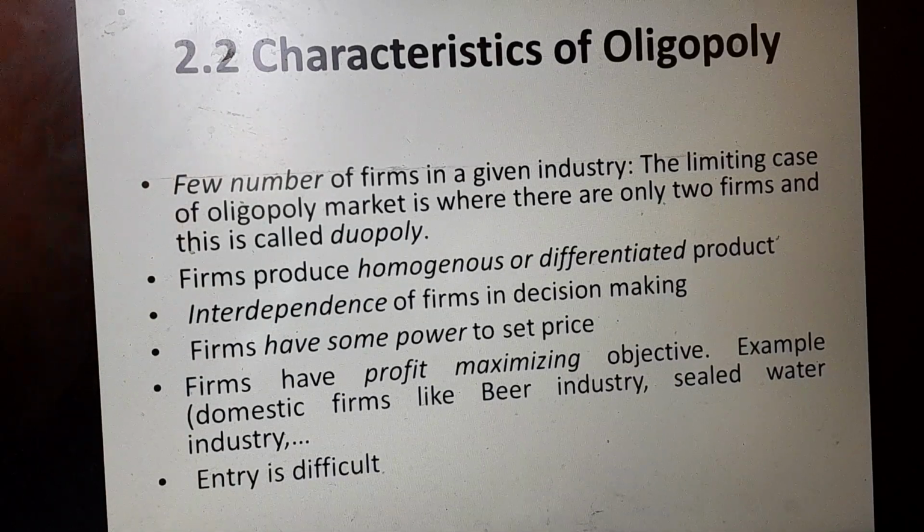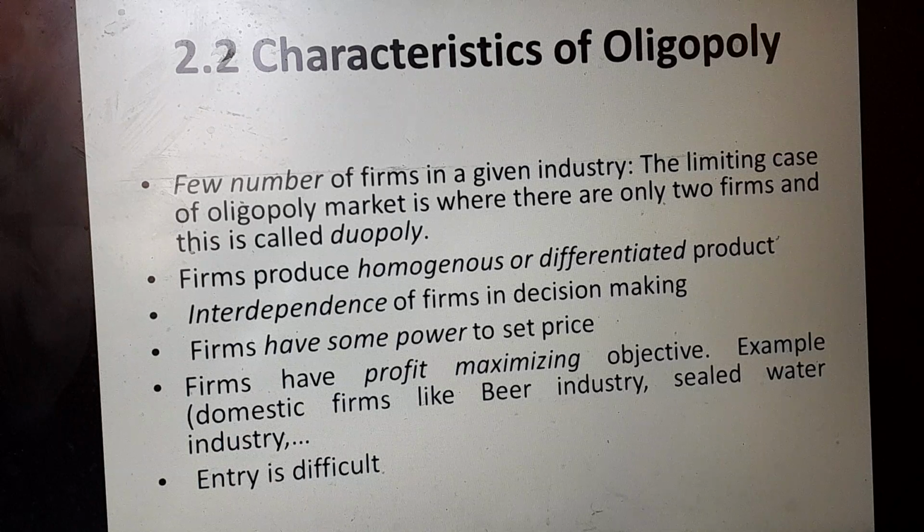The characteristics of an oligopoly market are: a few firms in a given industry; firms produce homogeneous or differentiated products; there is interdependence of firms in decision making; firms have some power to set price; firms have a profit maximizing objective; and entry is very difficult. That means there are barriers to entry in the market.